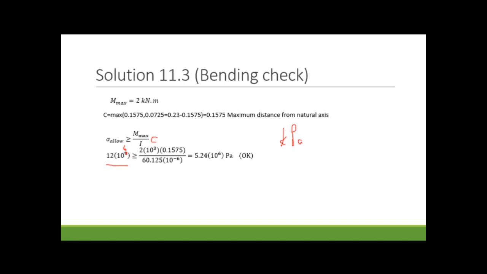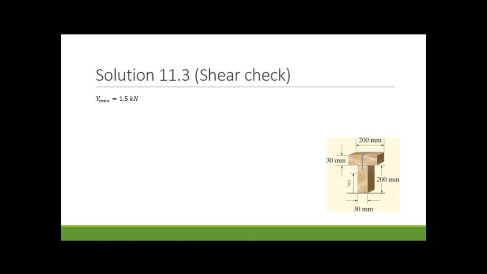This value is greater than this value and our criteria is satisfied, therefore we have no problem for the bending check. For the shear check we have a Vmax. This is an unknown shape, therefore unfortunately we cannot use the shortcut formulations. Therefore we have to calculate the Q.